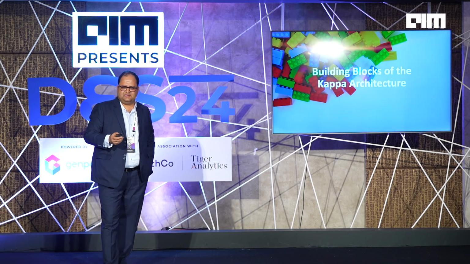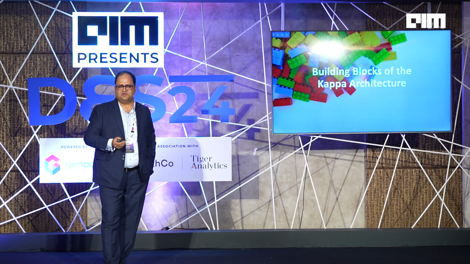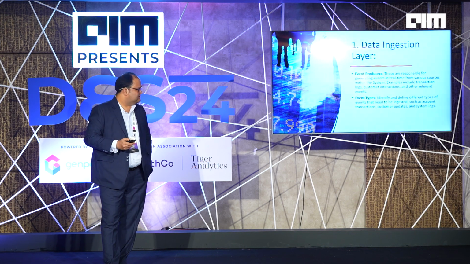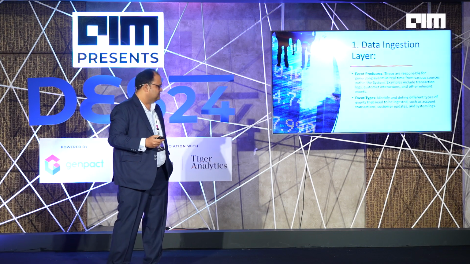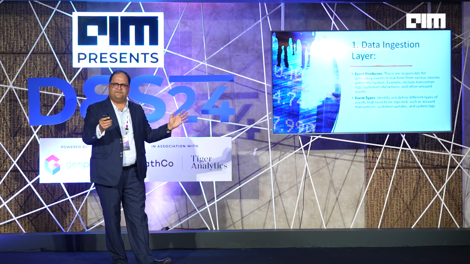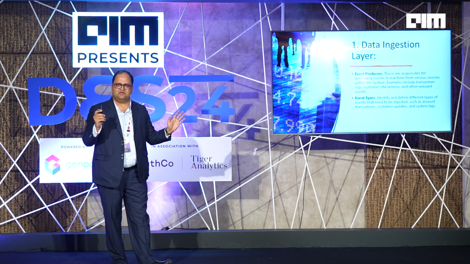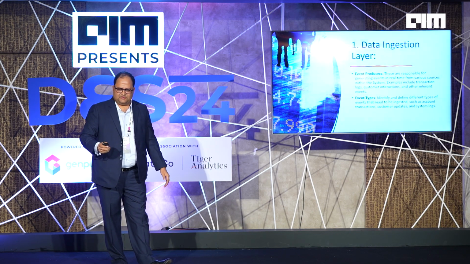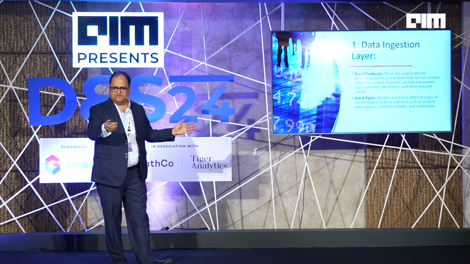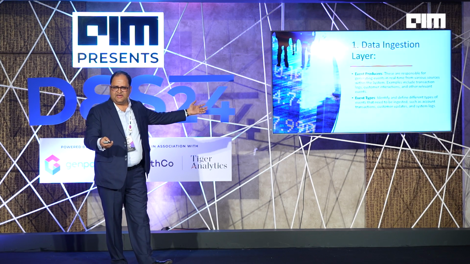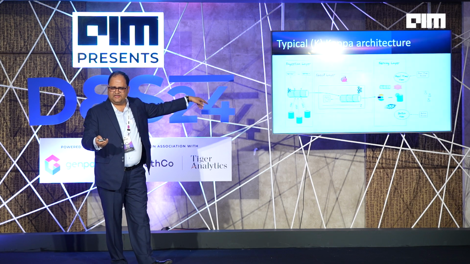Now let's discuss a little bit of the building blocks of the Kappa architecture, what it constitutes. Okay, so there is a data ingestion layer. You can link it to Kafka: maximum of the things in the architecture are based on Kafka itself. So in Kafka we have a producer. Here also in the Kappa architecture, we have event producers who will be producing the data, as seen here in the ingestion layer.